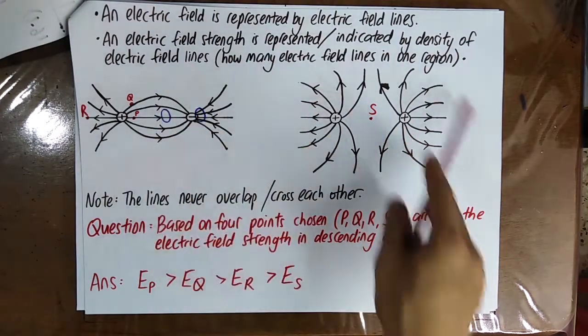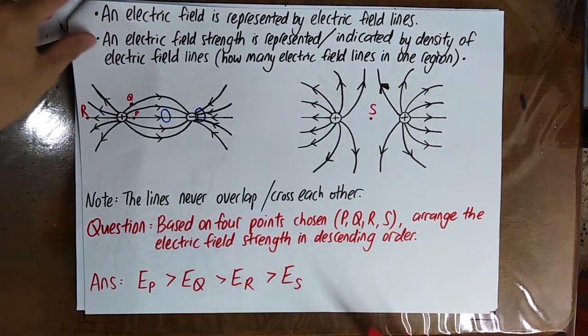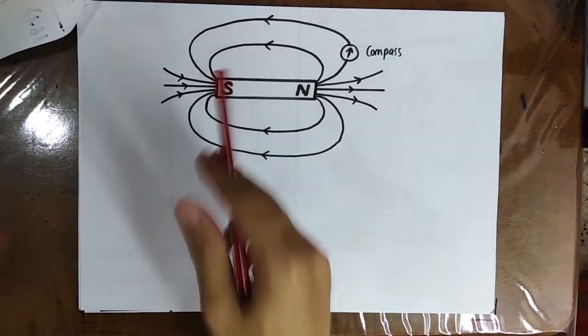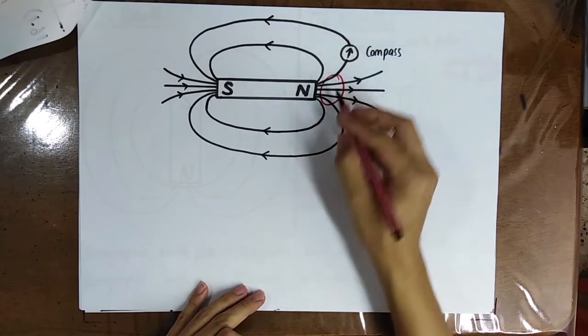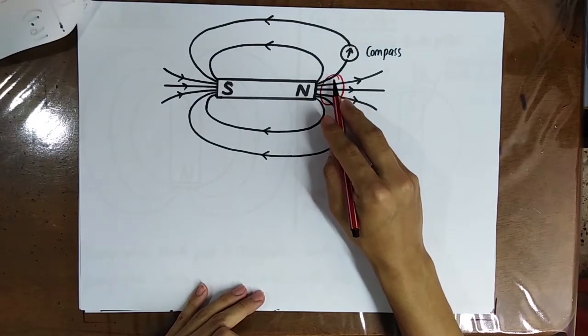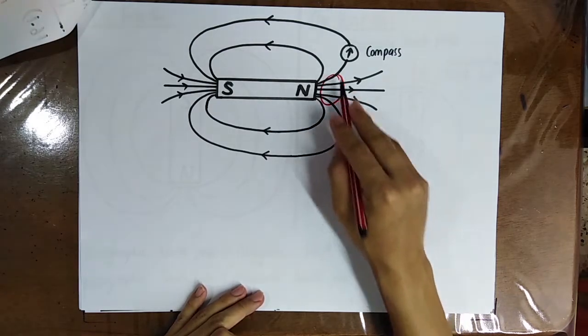And then you also realize that the electric field lines will never cross each other. Okay, so by the same reasoning, here you can also do the same. That means that, for example, if you want to choose this region, you know that there are now 1, 2, 3, 4, 5 lines in this region.